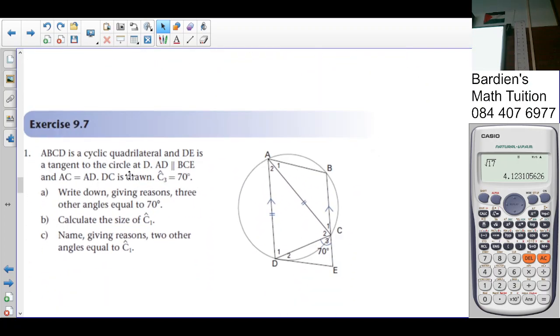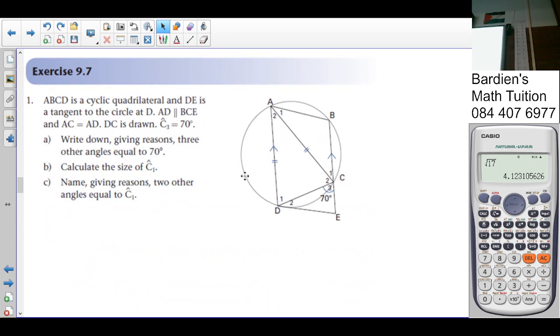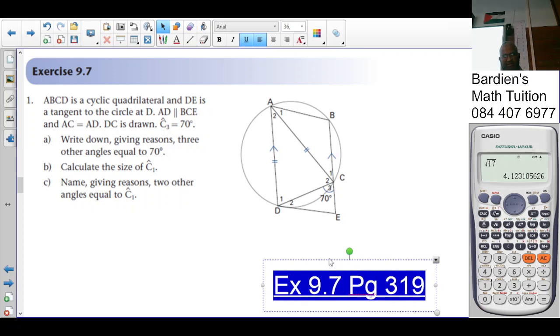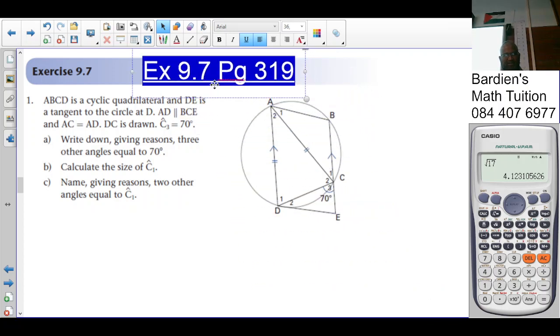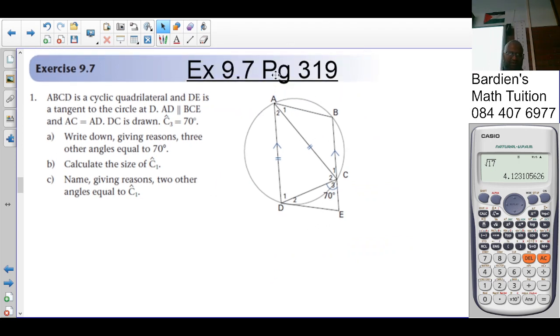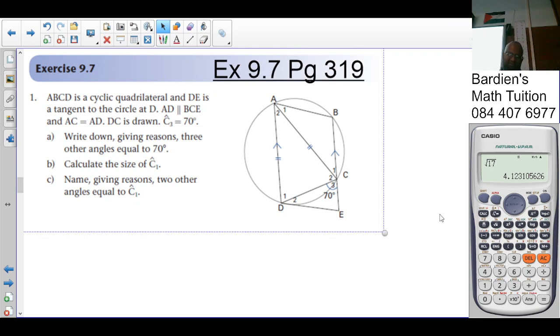9.7. And 9.7 is on page 319. And that's what you had to do most for homework, no? So I'm going to hear from you guys now more than when we did the examples, no?